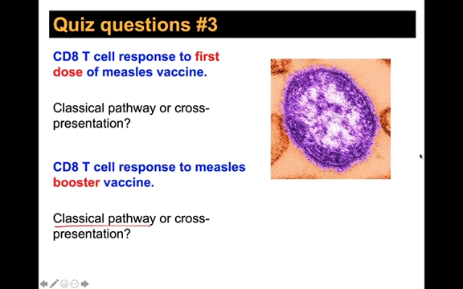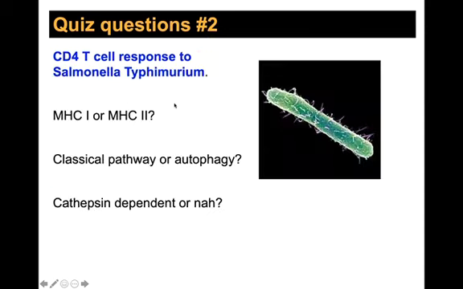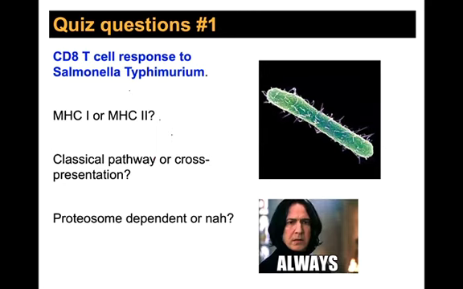So Dr. Blattman, for the CD8 T cell response to salmonella, that one's the cross-presentation one because it has to be brought inside from extracellular. Correct. Right. It's extracellular, so you have to put it in the cytoplasm somehow.